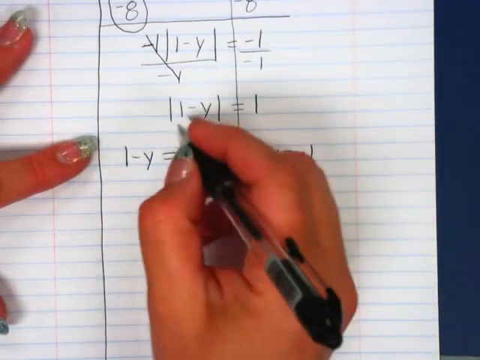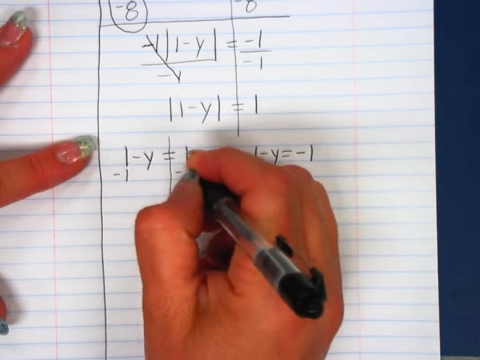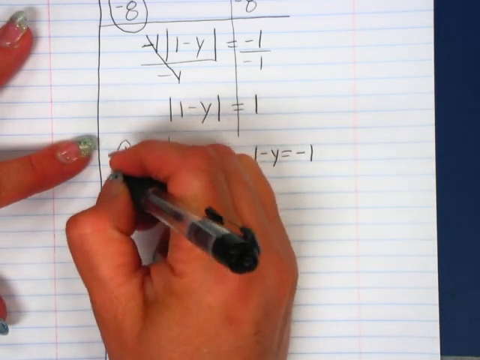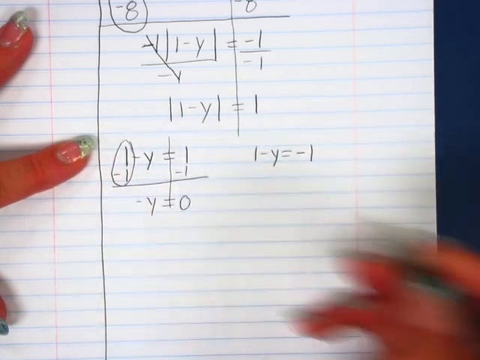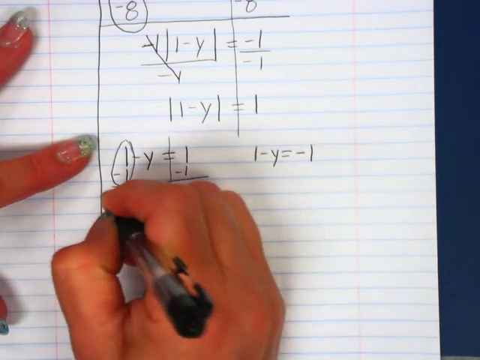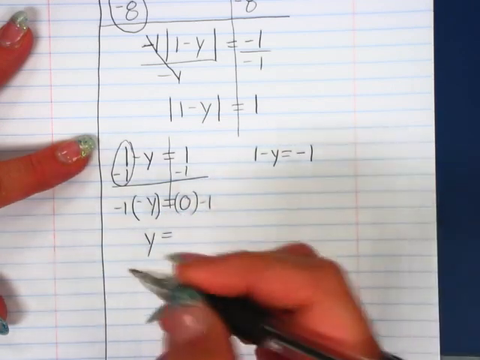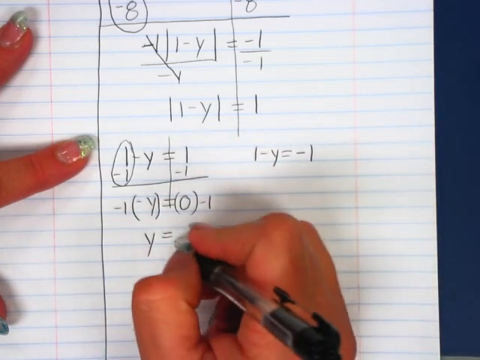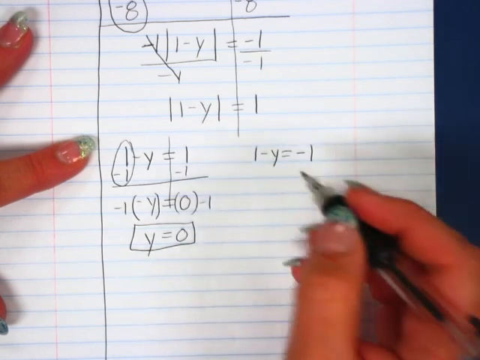And now I solve for y. It's a positive 1. I subtract it from both sides. This gives me a 0. Negative y equals 0. And if I multiply both sides by a negative 1, here a negative times a negative is a positive. Y times 1 is y. 0 times anything is 0. So my first answer is 0.